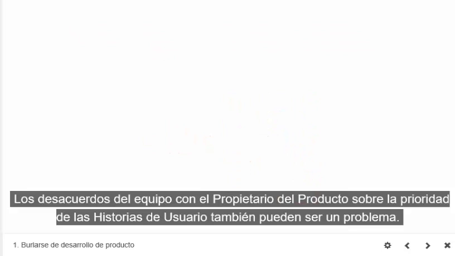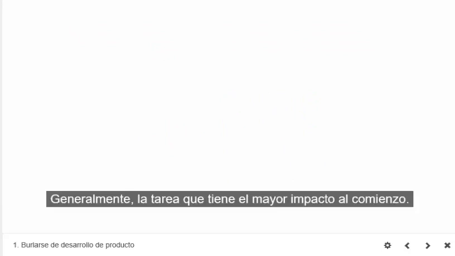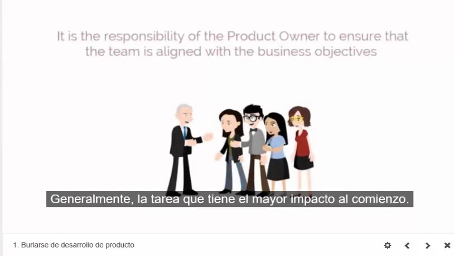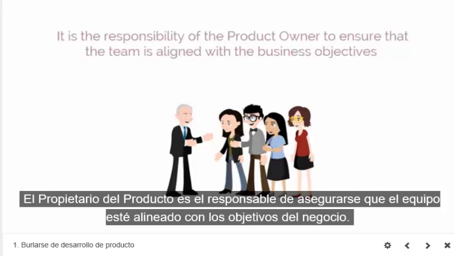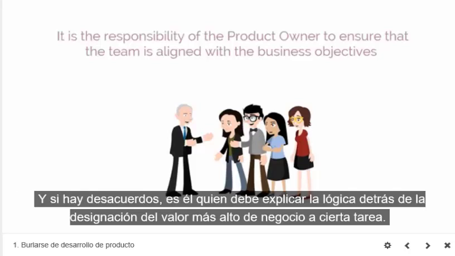Generally, the tasks that have the highest business impact are delivered at the earliest. It is the responsibility of the product owner to ensure that the team is aligned with the business objectives, and if there are any disagreements, the product owner should clearly explain the logic behind assigning higher business value to certain tasks. Ultimately, the product owner has the final say.